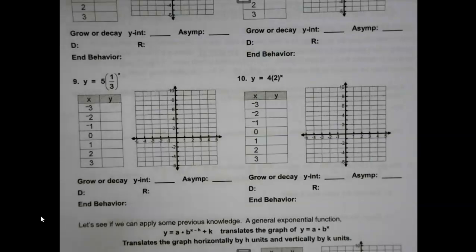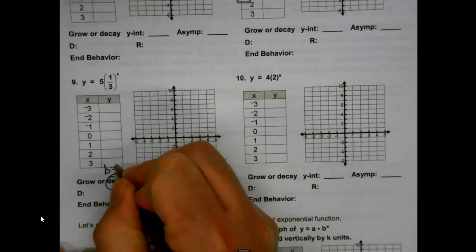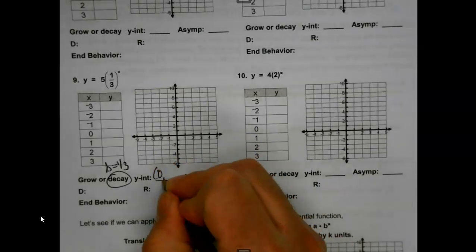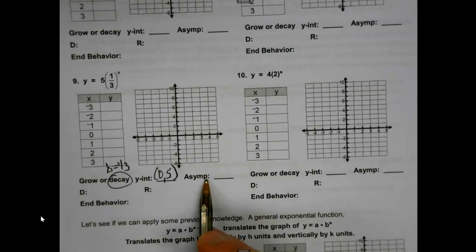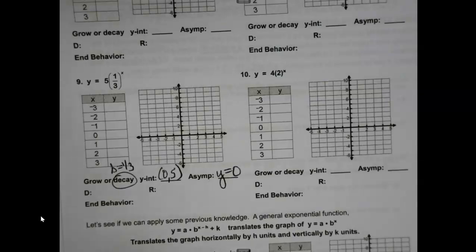What's my B value? 1/3. So is this growth or decay? Okay, so we got decay. Oh, I got more questions before we punch this in. What's my y-intercept? Coordinate point? 0, 5. Because if I just put 5, that's more like talking about the asymptote, which we're going to do next. What's my asymptote going to be? Still y = 0.